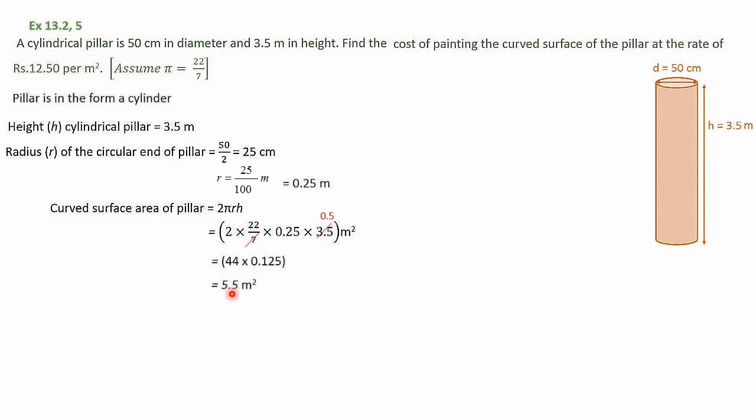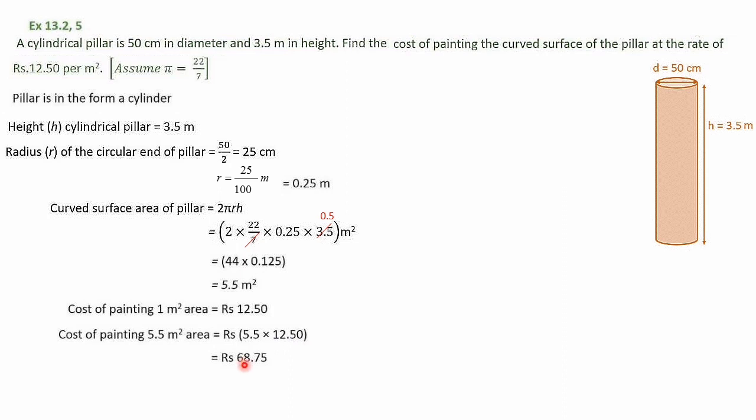I repeat again, please do not just copy, do the calculation in your notebook and verify that you are getting this answer. Cost of painting 1 meter square area is 12.50, that is the rate given to us. We have 5.5 meter square area, so the cost of painting is 5.5 into 12.50. When you multiply, you will get the answer as 68.75. So the cost of painting is equal to rupees 68.75.